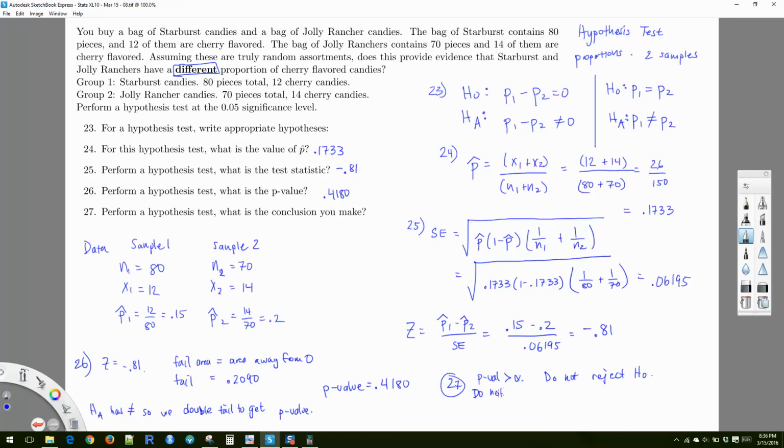So we do not have evidence that there is a difference in the proportion of cherry candies.